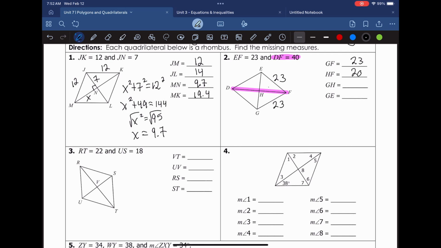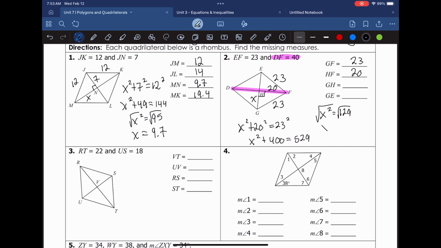Then we need GH. We know that's a right angle. You have the Pythagorean theorem again, so x squared plus 20 squared is equal to 23 squared. So x squared plus 400 is equal to 23 times 23, which is 529. Gotta know your squares. Subtract your 400 from both sides, and x squared is equal to 129.